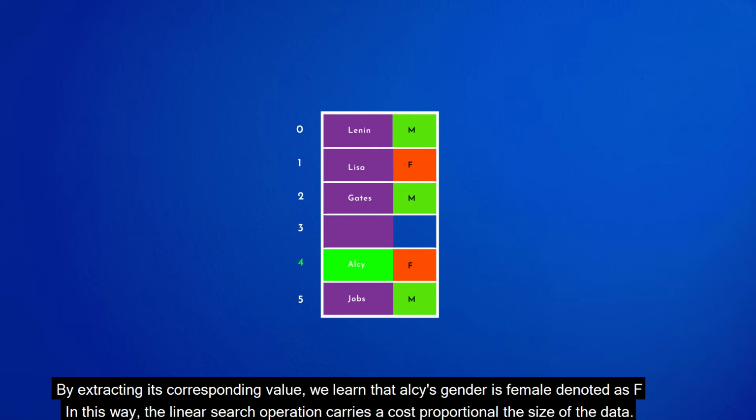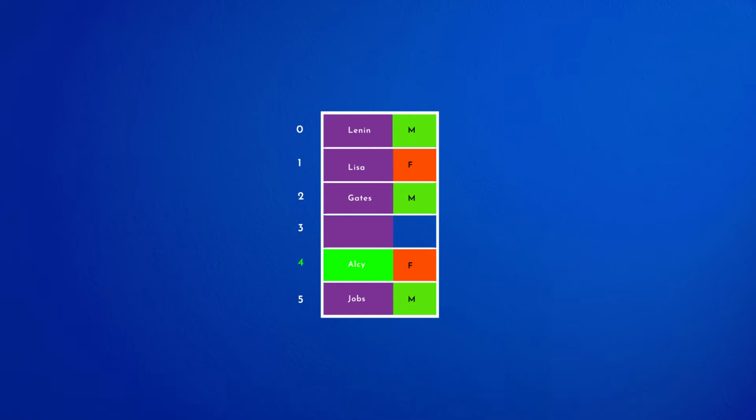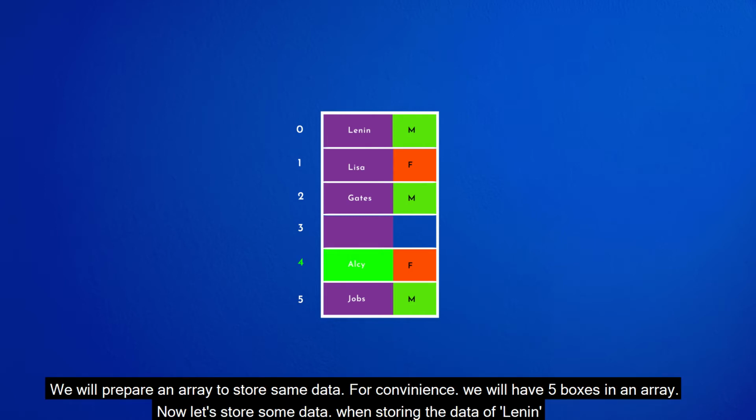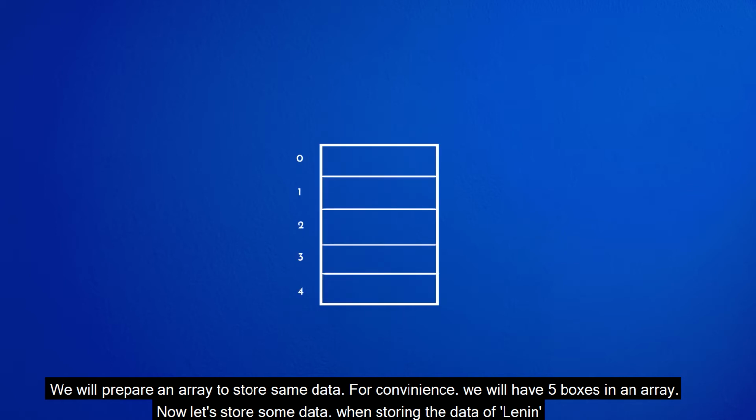In this way, the linear search operation carries a cost proportional to the size of the data. It takes time to search through data when it's stored in an array, making it an unsuitable choice. A hash table solves this problem. We will prepare an array to store the same data. For convenience, we will have 5 boxes in the array. Now let's store some data.